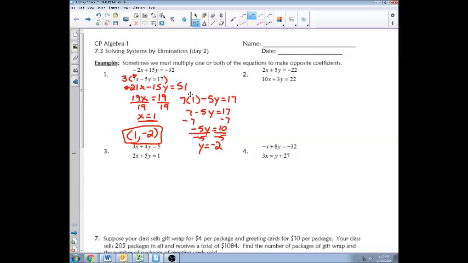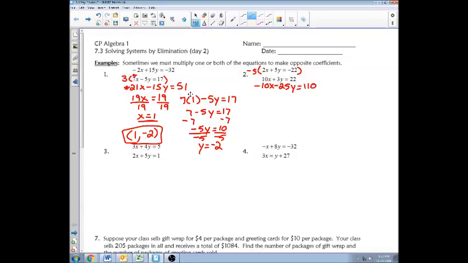On to example 2. I have 2x plus 5y equals negative 22, and I have 10x plus 3y equals positive 22. It's really, really easy to get from 2x to 10x, right? I'd multiply by 5, but I need it to be opposite. So what I'm going to do is multiply my first equation by negative 5. If I do that, I would have negative 10x minus 25y would equal positive, because I don't have to put a plus sign, negative 5 times negative 22 would get me positive 110.